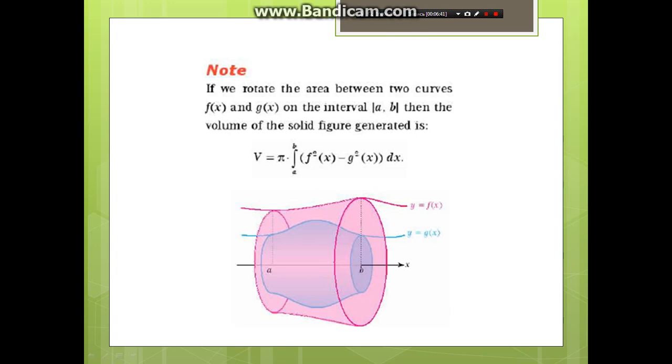If you rotate the area between two curves f of x and g of x on the interval from A to B, then the volume of the solid figure generated is pi integral from A to B of f squared of x minus g squared of x dx. Look at the picture.